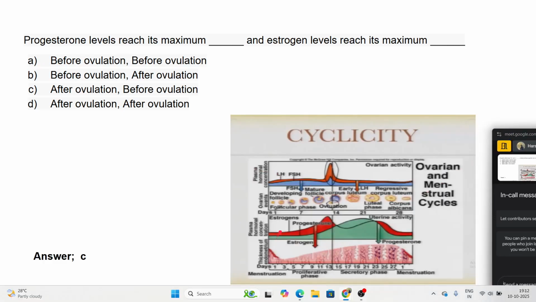Now you can see here, estrogen is the red color when it is reaching maximum. What is this phase? I am asking about the 14th day, the ovulation period. Red is maximum, right? So estrogen is maximum, and progesterone starts increasing after, along days 18 to 25. We can see progesterone is maximum. So estrogen reaches maximum before ovulation and progesterone reaches maximum after ovulation.